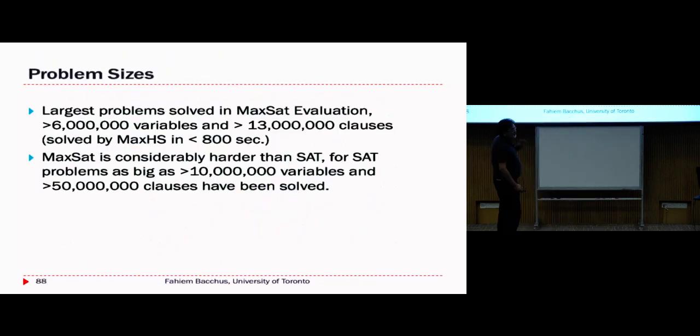OK. So the largest problems that were solved in the 2017 evaluation had more than 6 million variables and more than 13 million clauses. And MaxHS was able to solve that problem in less than 800 seconds. Now, that's a very particular problem, right? It's got a nice structure. You can find a solution. But still, it's showing that the software can scale up to these kinds of problems.